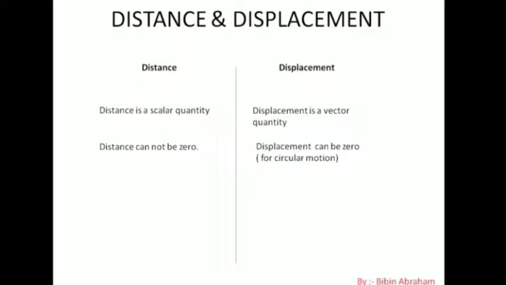Let's say you start at point B and again come back to point A, doing a circular motion. How much have you displaced from your initial position? Your initial and final position are the same. So displacement can be zero, right? Displacement can be zero, but distance cannot be zero. Displacement can be zero when your initial and final point are the same.